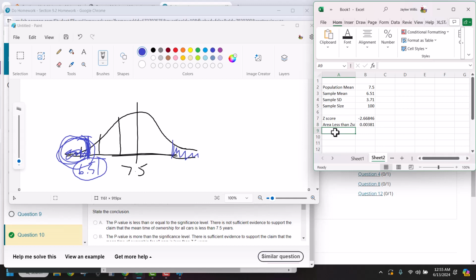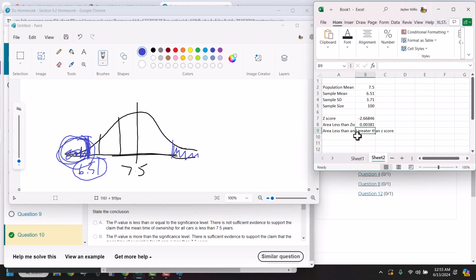So say the area less than and greater than the corresponding z-score. So this z-score wouldn't be a negative 2.66. It would be a positive 2.66 because it'd be a little bit more than 2.5 standard deviations above the mean.